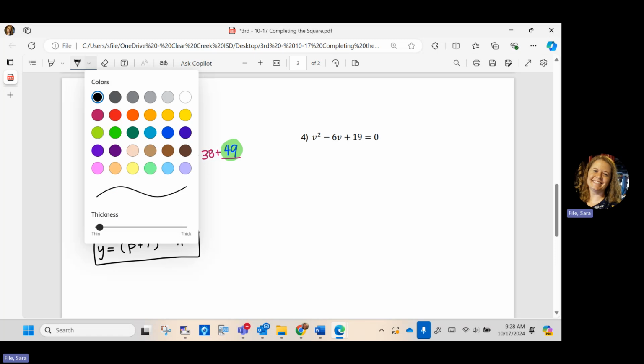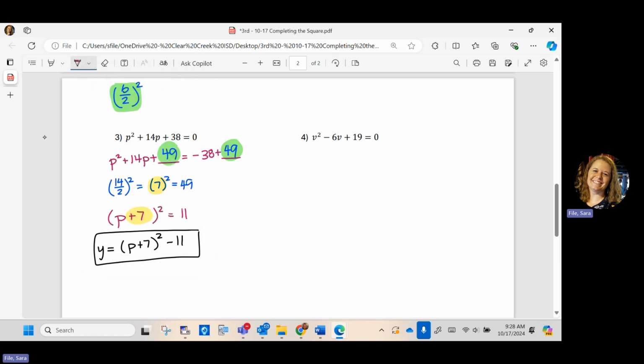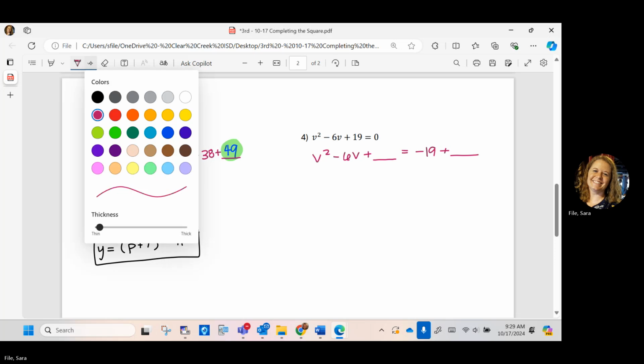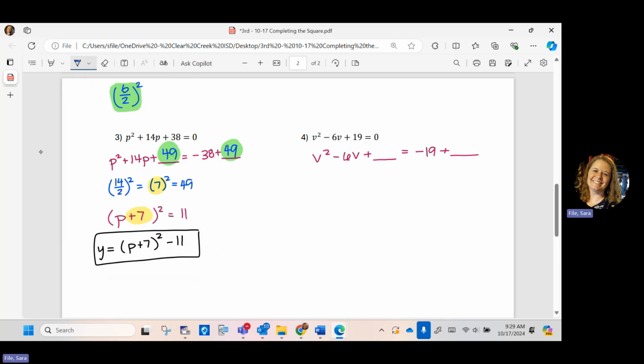Okay, let's do it again. Move the 19. I'm going to have my plus blank. I've got to figure out what's going to make this a perfect square trinomial. Okay, the 19 on the other side becomes negative. What is my B value this time? -6. So go ahead and try that. Y'all see if y'all can do that while I get the phone.